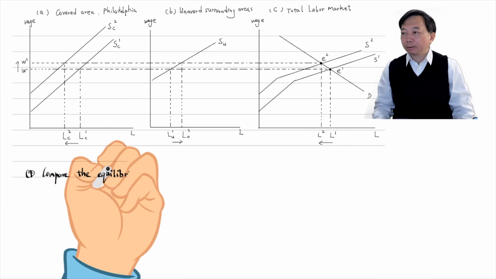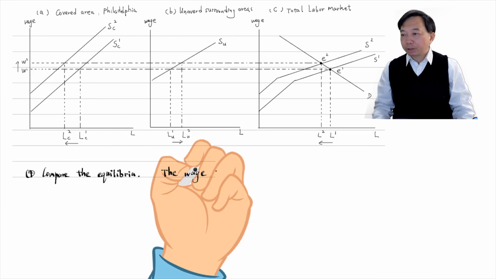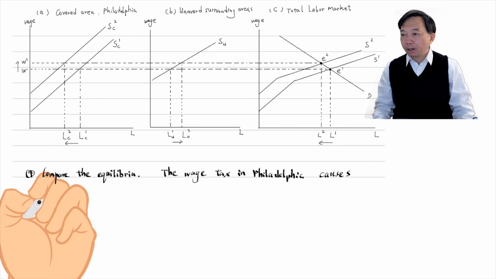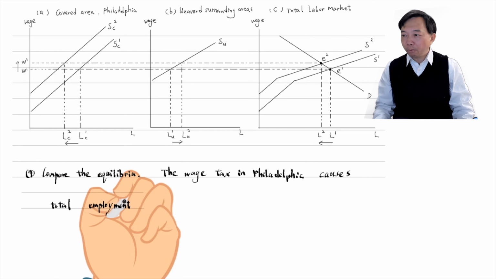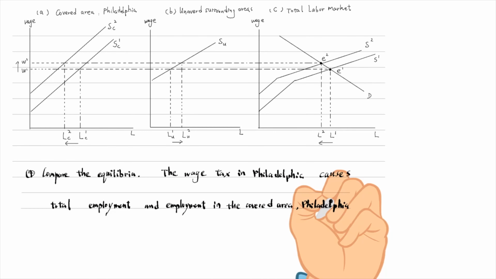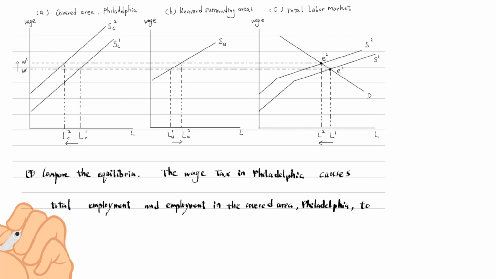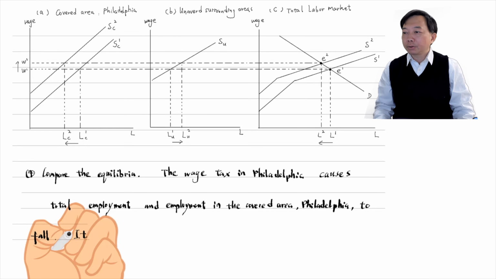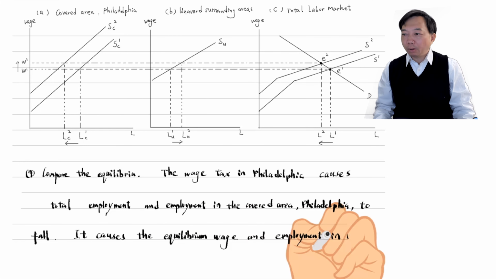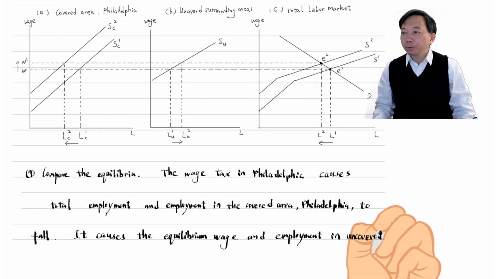In the fourth step, we compare the equilibria. The wage tax in Philadelphia causes total employment and employment in the covered area, Philadelphia, to fall. It causes the equilibrium wage and employment in uncovered surrounding areas to rise.